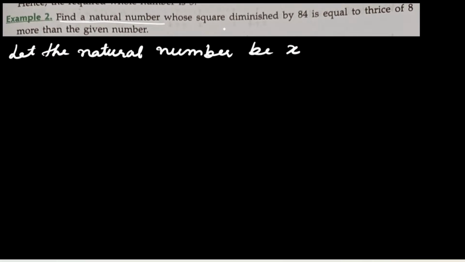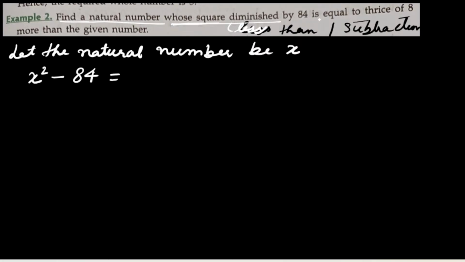Now let's form an equation. What information is given to us, we just have to convert into a mathematical equation. Find a natural number whose square diminished. Diminished means subtraction. Diminished means less than. The meaning of diminished is less than, or in maths it means subtraction. Less than also means subtraction. So diminished means subtraction only. Find a natural number whose square diminished by 84. The square of the natural number is x square. Diminished means subtraction, so minus 84.